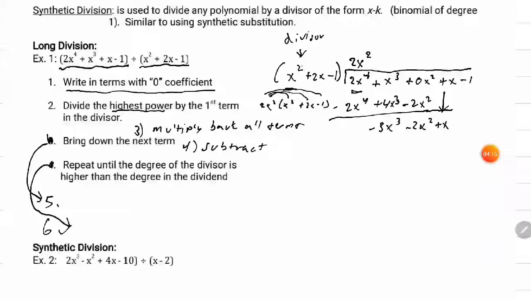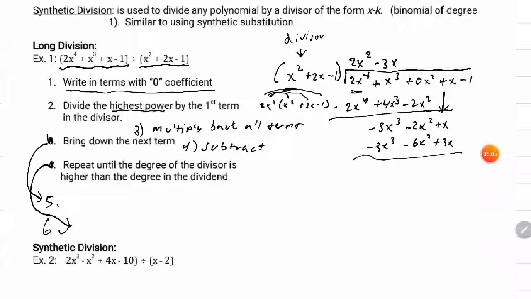until our degree is lower than the degree of the divisor. Remember, the inside here is called the dividend. So here we go again. I look back at my divisor, x squared plus 2x minus 1. How many times does x squared go into negative 3x cubed? We have a negative 3 there, and then we just need an x to make that negative 3x cubed. Now we're going to take negative 3x and multiply our divisor. So I have negative 3x cubed, and then negative 3x times 2x is negative 6x squared, and then negative 3x times negative 1 is a positive 3x.